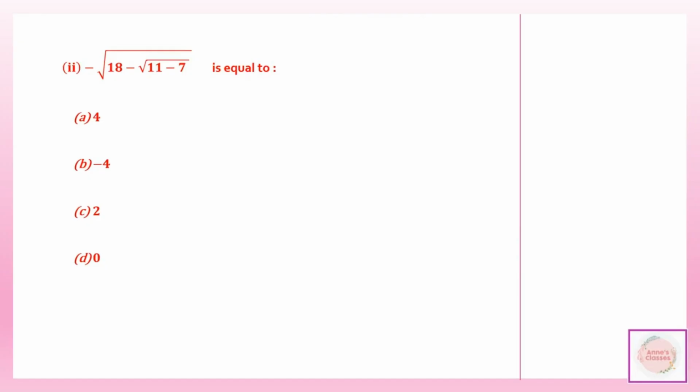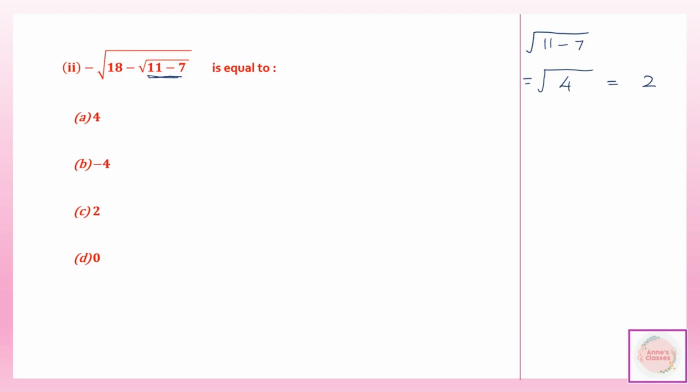Next question. Here we have the square root of 18 minus the square root of 11 minus 7. So first we have to work out this. Here it's given as 11 minus 7, isn't it? So let's write the square root of, how much is 11 minus 7? 4. And what is the square root of 4? That means what is the number which when multiplied by itself will give us 4? 2, isn't it? 2 twos are 4.